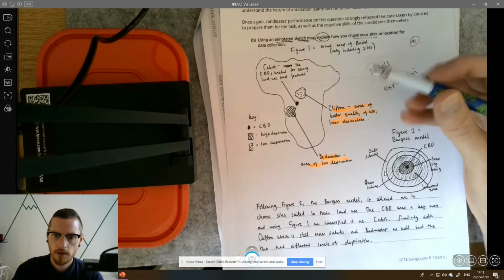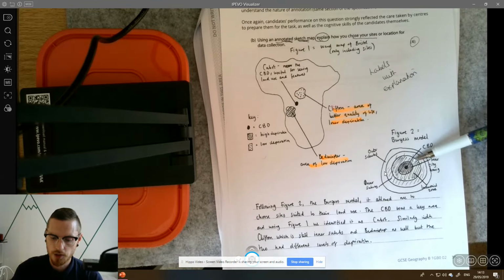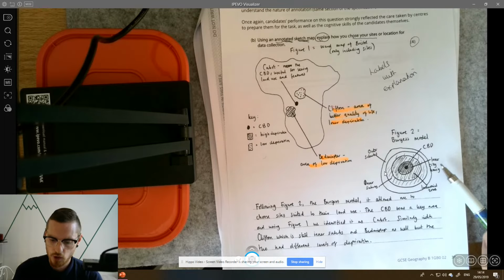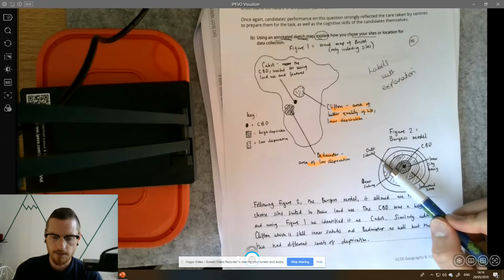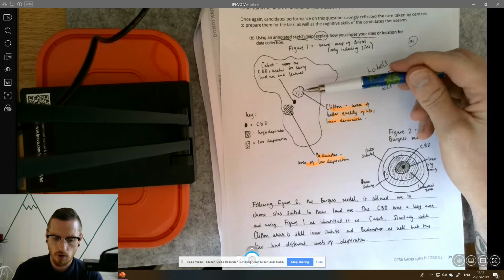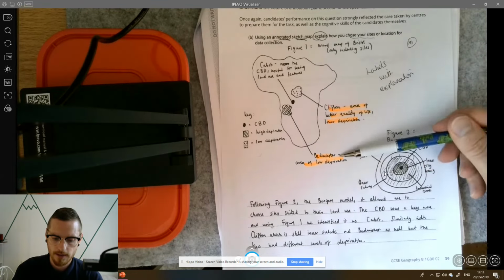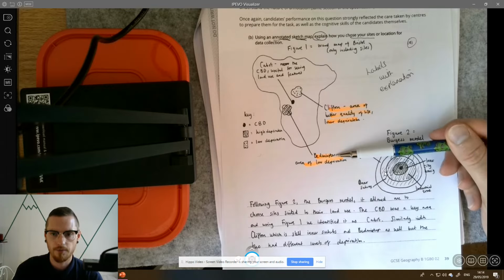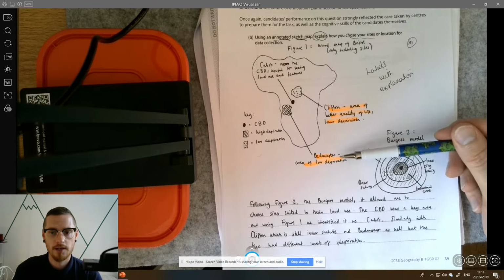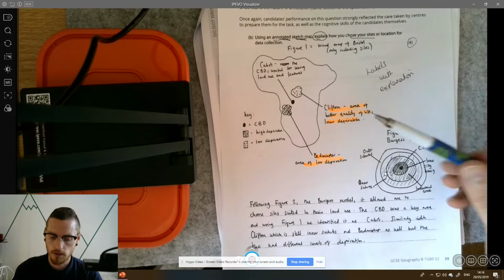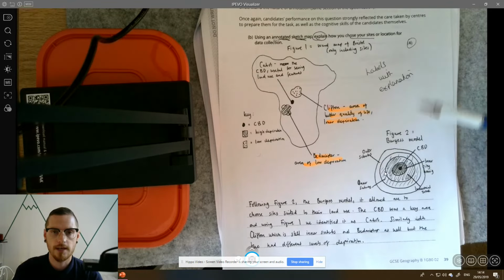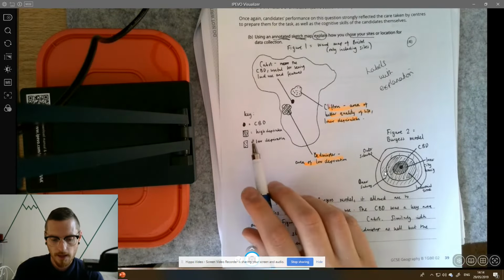This student has used the Burgess model to explain that they chose a site in the inner city and in the suburbs, and they've gone on to explain where those two sites were, and they've tied it to quality of life and deprivation, which is what I'd expect my students to do in the human fieldwork section on C2.